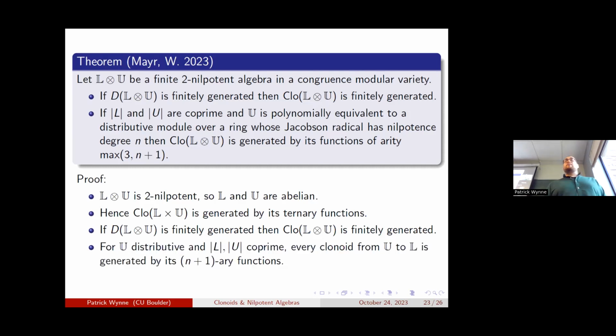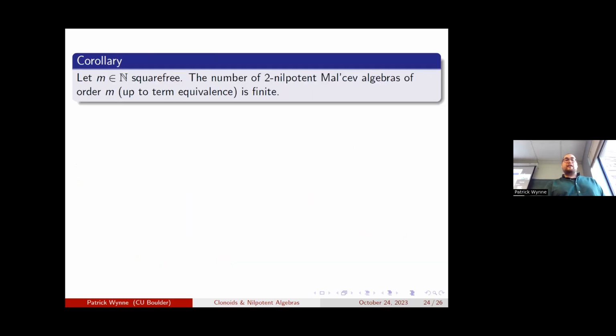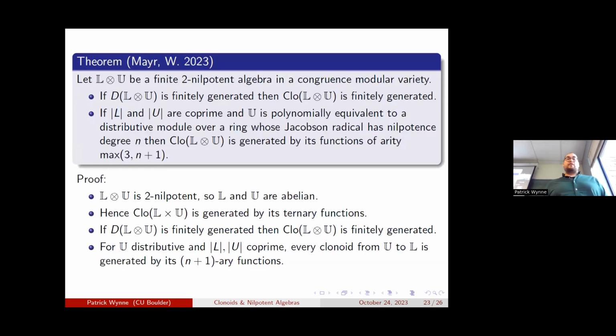And now in the case where we understand the clonoids from U into L, then we have that every clonoid from U into L is generated by its subset of n plus 1 arity functions, and then putting that together, we get the result that the term clone is generated by its subset of functions of arity max of 3 and n plus 1.